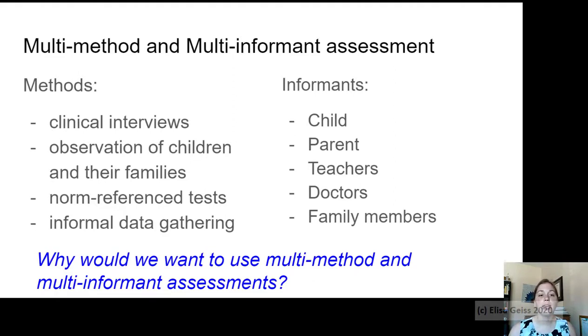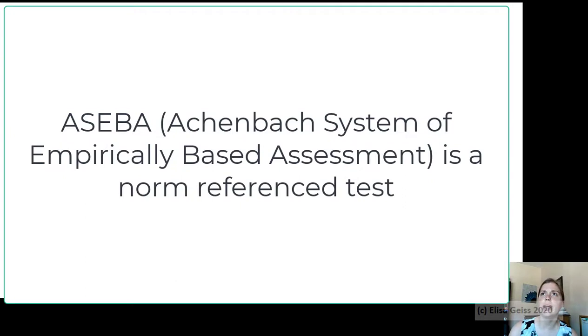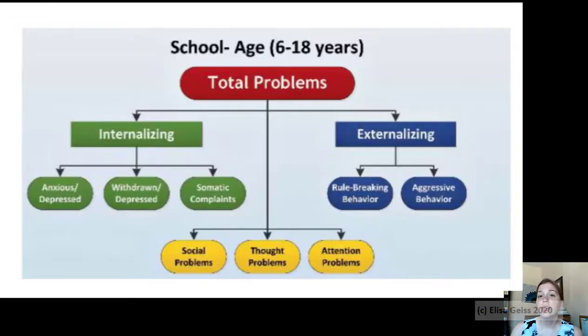Another thing that we really want to get is norm reference tests. So basically I want to give them something and say, where on this spectrum do you fall? One norm reference test that you learned about in your book was the ASEBA, A-S-E-B-A, which includes the child behavior checklist and the youth self-report. The child behavior checklist looks at that child compared to all 10-year-olds in the United States. How does this 10-year-old child do with things like anxiety? Are they higher on that norm, or are they a lot lower?